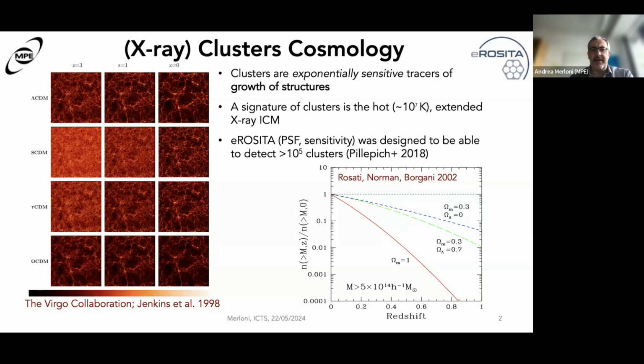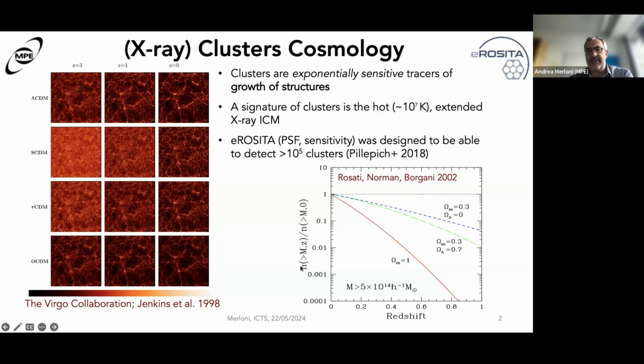And in particular, we are interested in the distribution of the nodes and knots in this large-scale structure, the biggest halos that host the biggest clusters, because, of course, they are rare, exponentially rare, and because of that, they are also exponentially sensitive to the growth of structure. Here you see on the right, in the bottom right, an old review plot from Rosati et al. 2002 that more or less gives another representation of what I just told you.